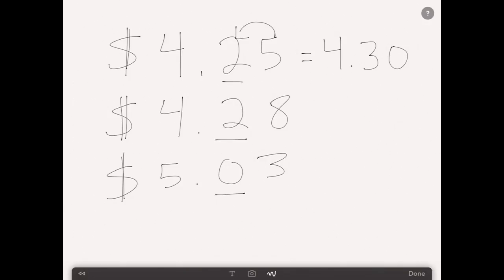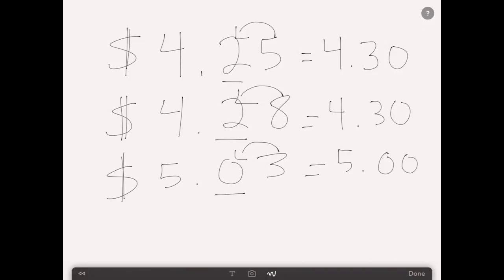All right, the next one. This one will be $4.30. Let's take a look at this. The 8 would change the 2 into a 3. Okay. And finally, this would be $5. The 3 would not change the 0 because it's below 5. So they'll just round it to $5.